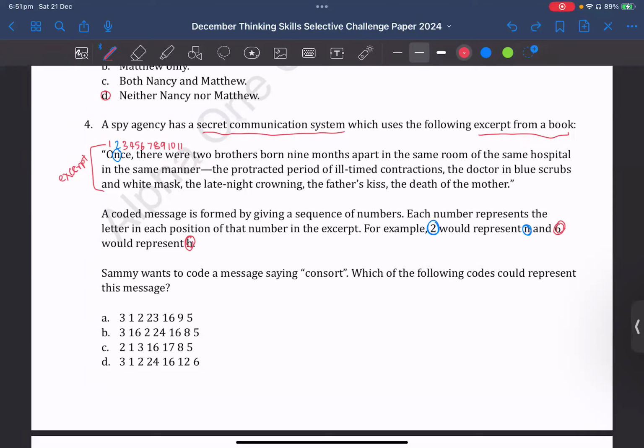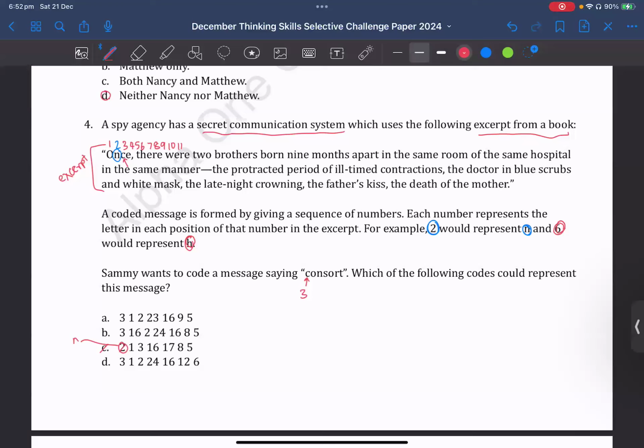So Sunny wants to code a message saying consort. Okay, so the first thing I'm noticing is that there's a C, and I see a C here. And that is how I know, looking at the answer options, I want to eliminate, because it's a lot faster than finding every single letter. So this should be 3, which is how I can eliminate 2, C, because it's actually an N. So a 2 is an N, and consort starts with a C.